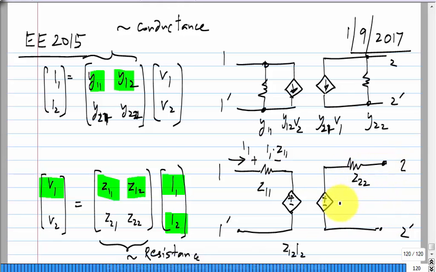Similarly, here we have a resistance Z22 and Z21 I1 as the control source. Okay? I1 and I2 are the currents in the two ports. V1 and V2 are the voltages across the two ports. Okay? Very simple. For each term in the two-port parameter description, you have either an impedance or a control source. Whether you have an impedance or a control source depends on whether the voltage and current are of the same port or different ports. Okay?